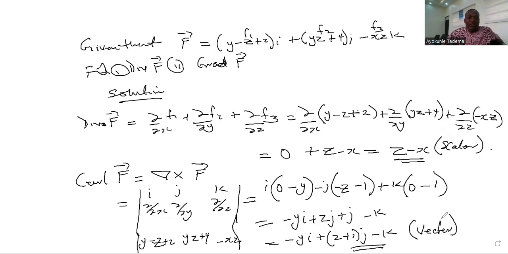And that was why I said the other time, anytime you perform the div operation, your answer will always give you a scalar. And when you perform the curl operation, your answer will be a vector. I do hope you understand it better now.